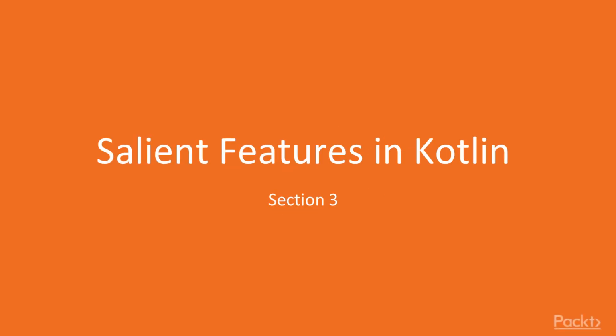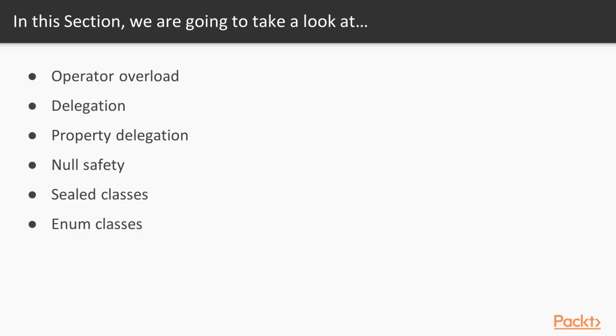Hi, welcome to Salient Features in Kotlin. In this section, we're going to discuss operator overload, delegation, property delegation, null safety, sealed classes, and enum classes.